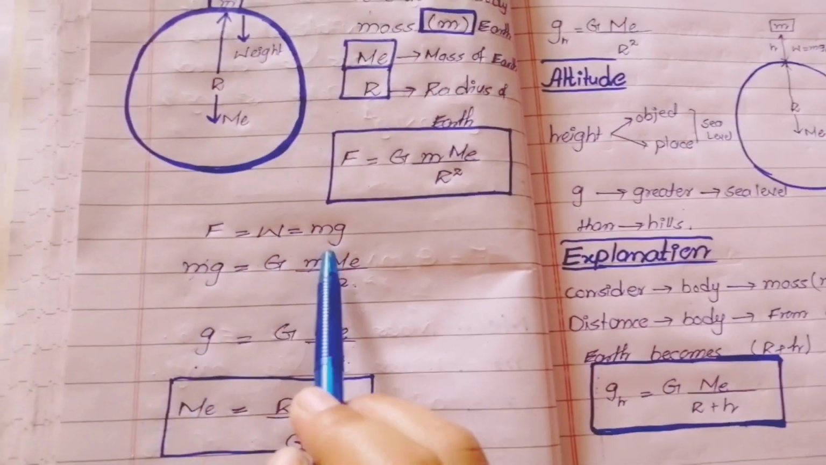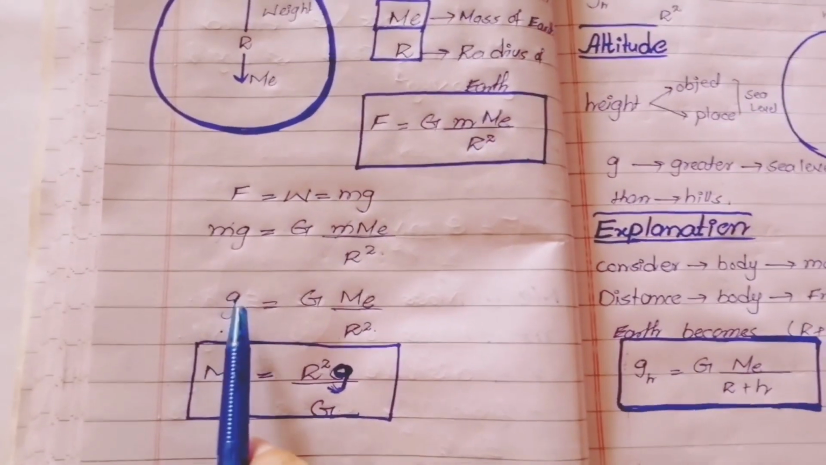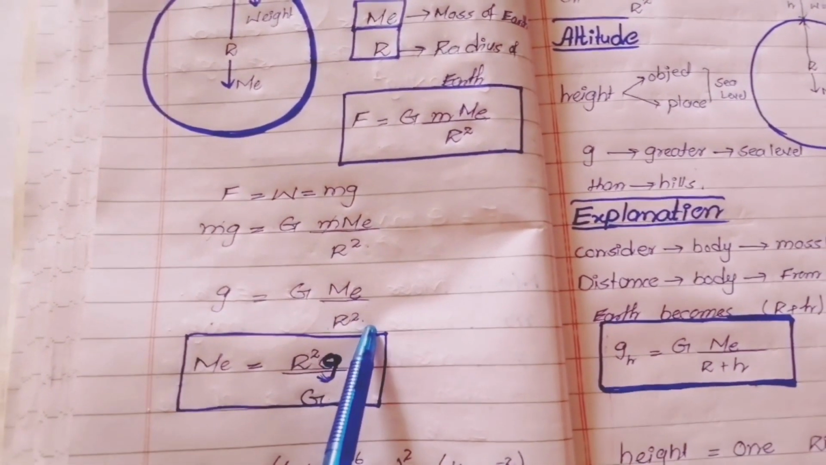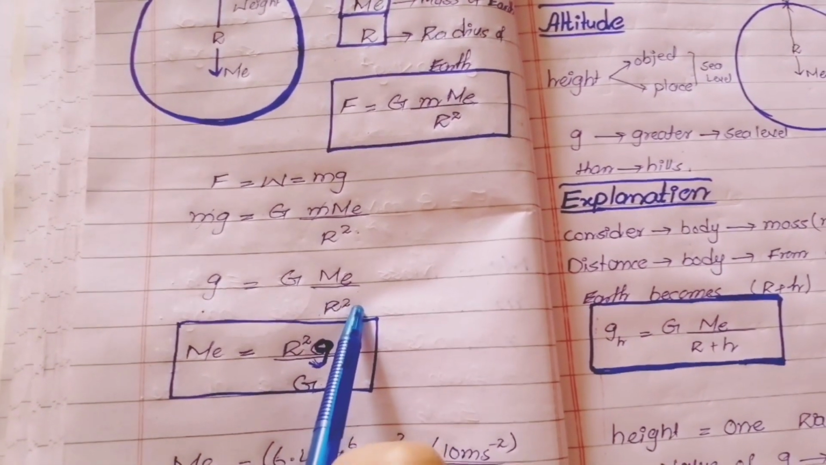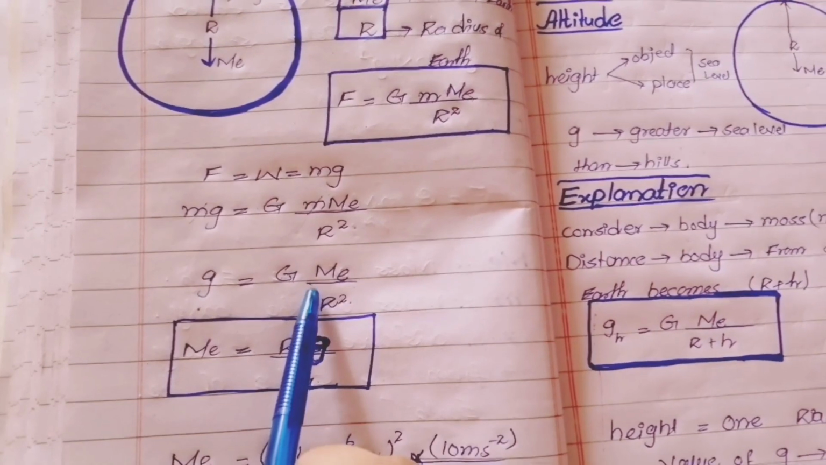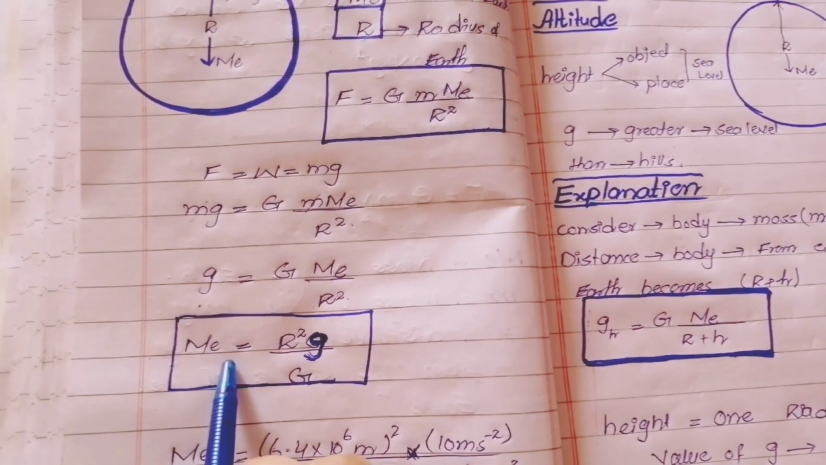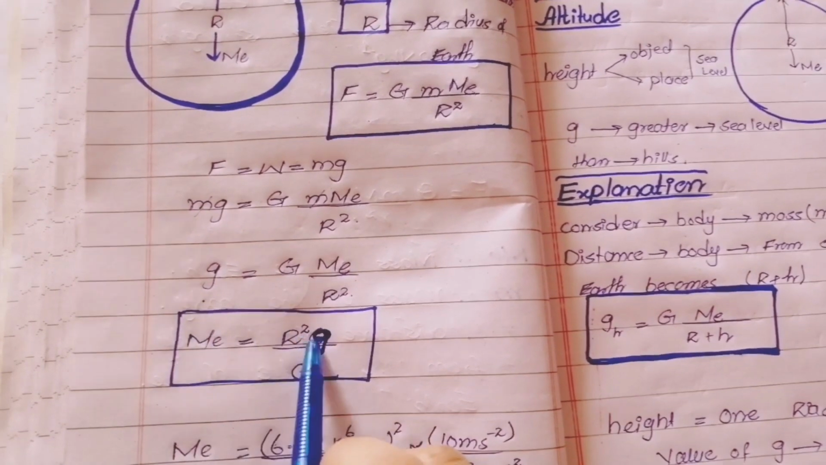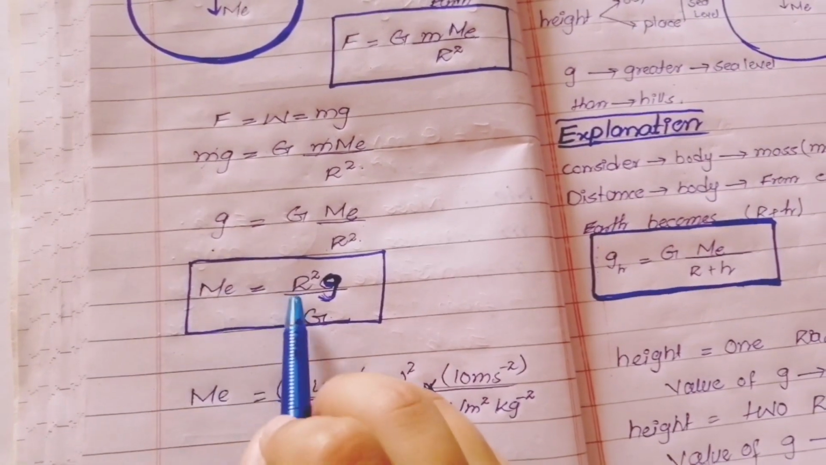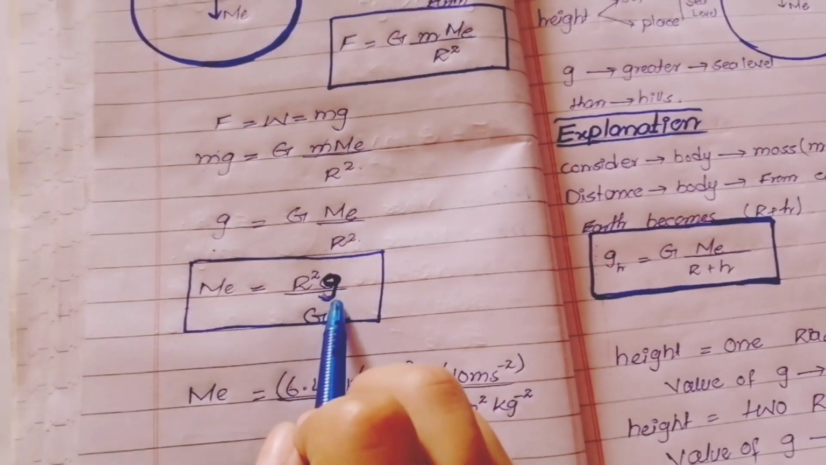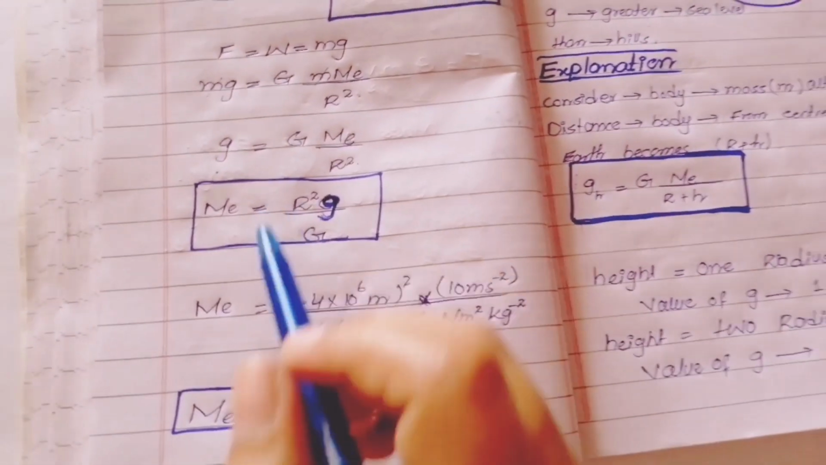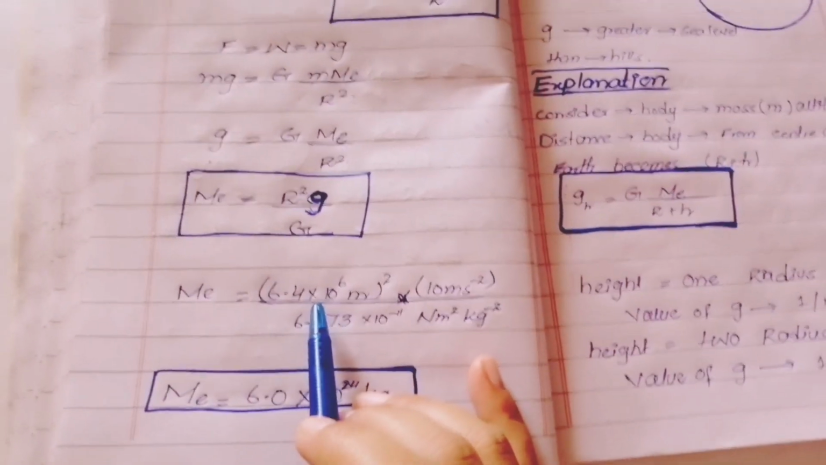After that, the same values will cancel out and the remaining formula will be g equals capital G ME over r square. And here we have to find the value of the mass of the Earth. So we will rearrange the formula: mass of the Earth equals r square g over capital G. ME is the mass of the Earth, r square is the radius of the Earth squared, g is gravitational acceleration, and capital G is the gravitational constant.